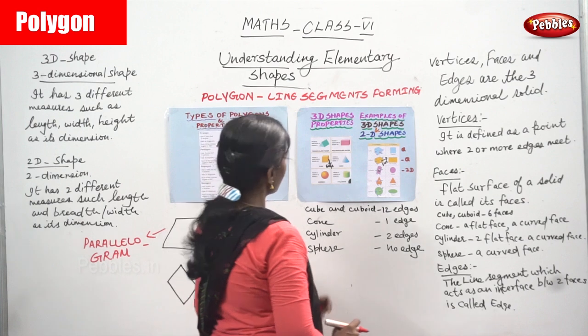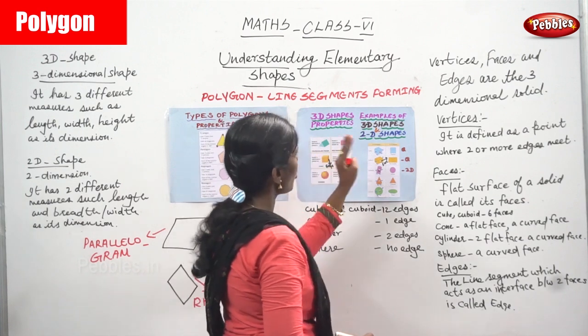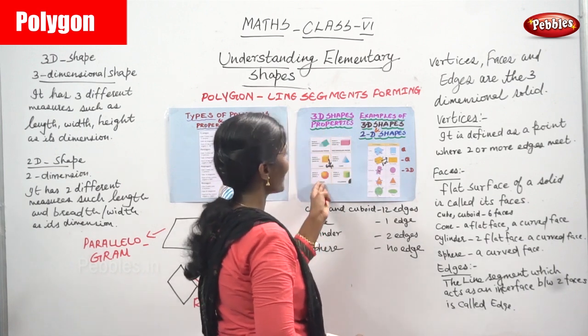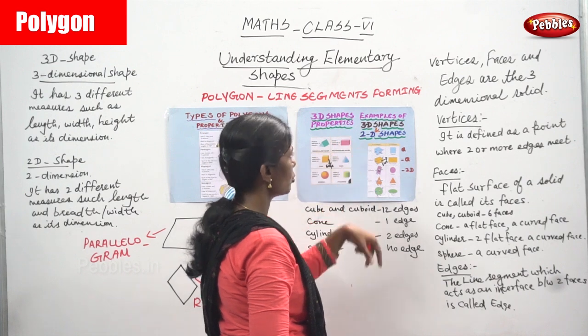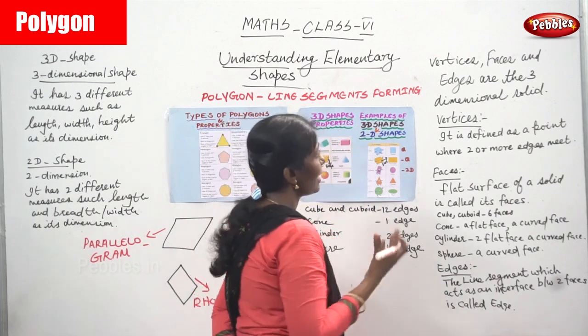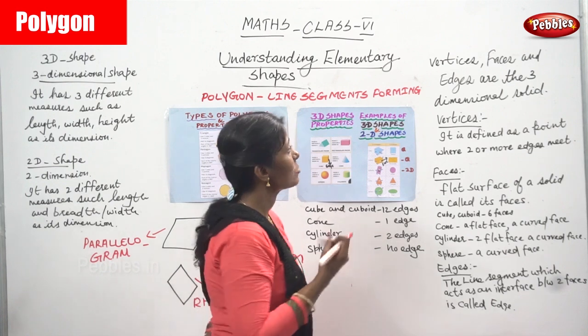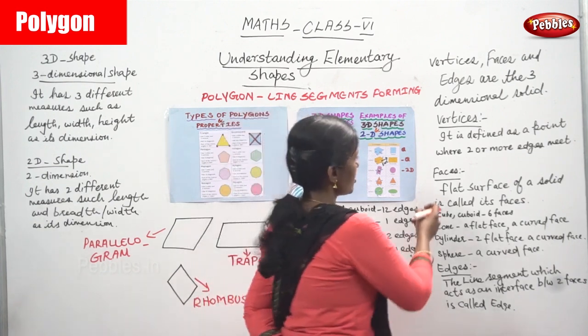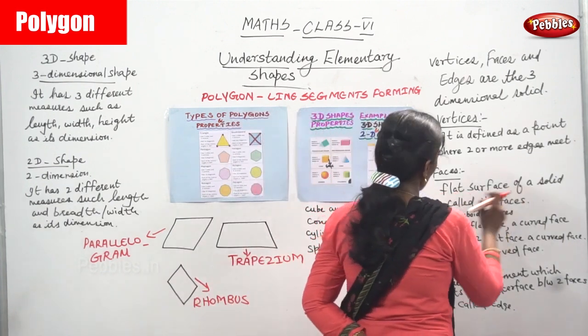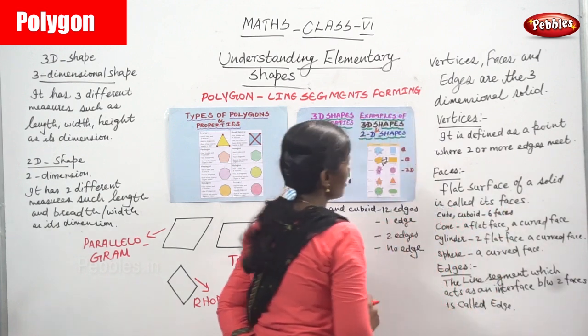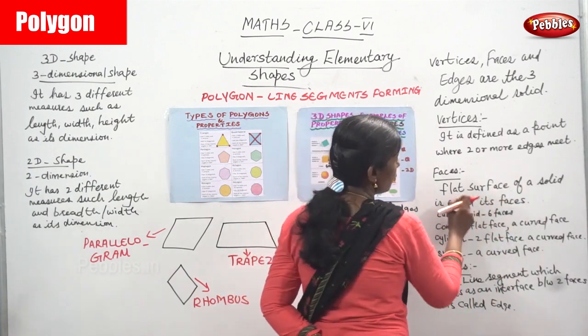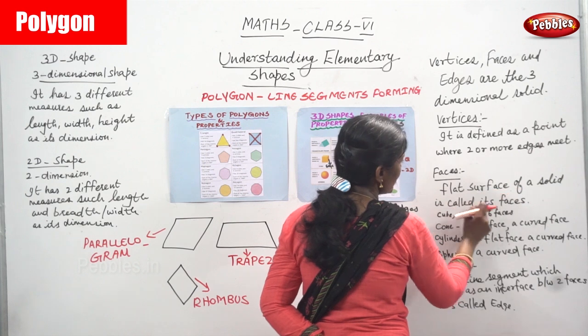Now we are going to see 3D shapes, their properties, and examples of 3D shapes and 2D shapes. For 3D shapes we have to see vertices, faces and edges. Now we are going to see faces. The flat surface of a solid is called its face.